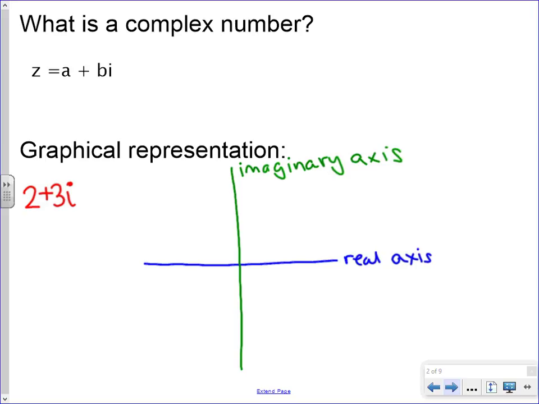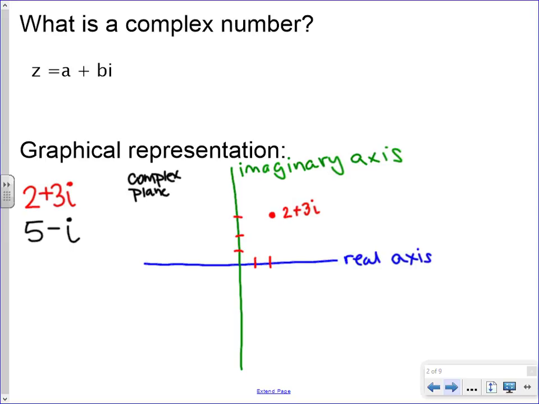If your number is not written like that, you need to rearrange it so it's real plus imaginary. Okay? So we are going to graphically represent this number. We would move positive 2 on the real axis and positive 3 on the imaginary axis. And that would be the representation of 2 plus 3i. We are plotting on what is called the complex plane, very separate than the xy plane. Okay, so maybe I'll label that. All right, let's plot another one. How about 5 minus i?